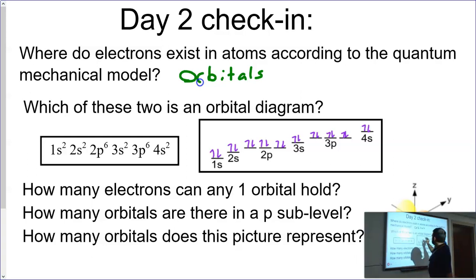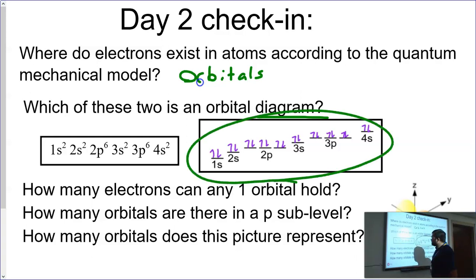Which of these two is an orbital diagram? Keyword there is diagram. That means picture. So I should probably pick the one that has some drawings or a picture. It's this guy. The platforms, each platform represents one orbital. Each orbital can hold two electrons. And there are arrows. Those half arrows represent electrons. So this is an orbital diagram.